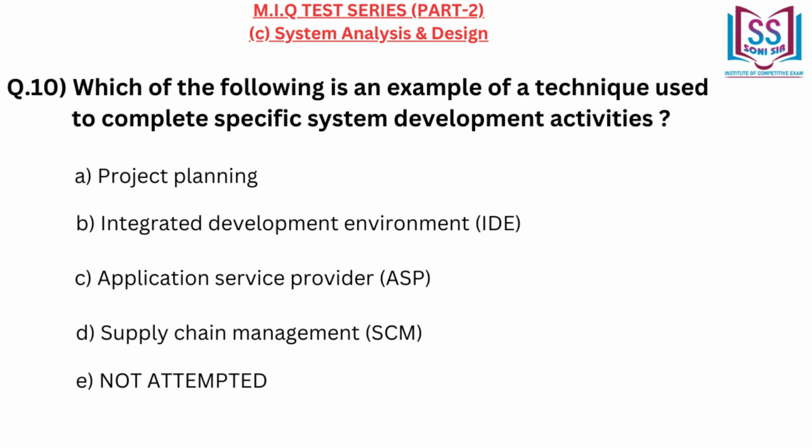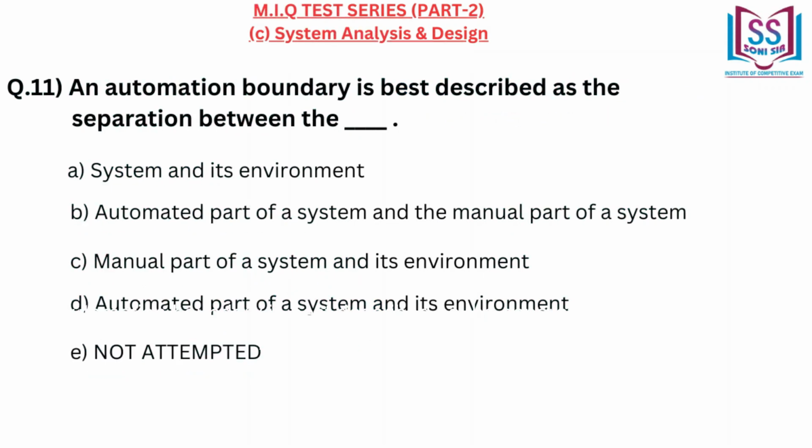Which of the following is an example of a technique used to complete specific system development activities? A. Project planning. B. Integrated development environment, IDE. C. Application service provider, ASP. D. Supply chain management, SCM. An automation boundary is best described as the separation between the dash. A. System and its environment. B. Automated part of a system and the manual part of a system. C. Manual part of a system and its environment. D. Automated part of a system and its environment.